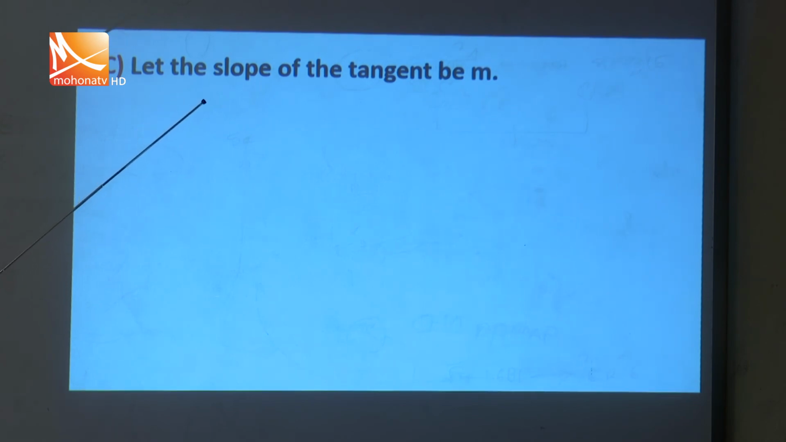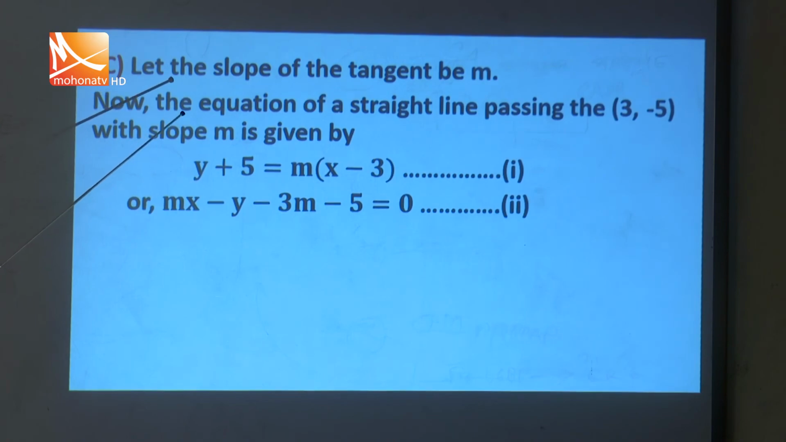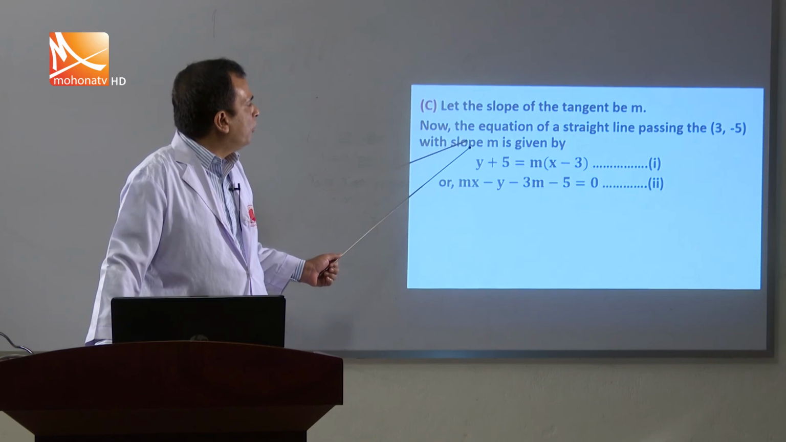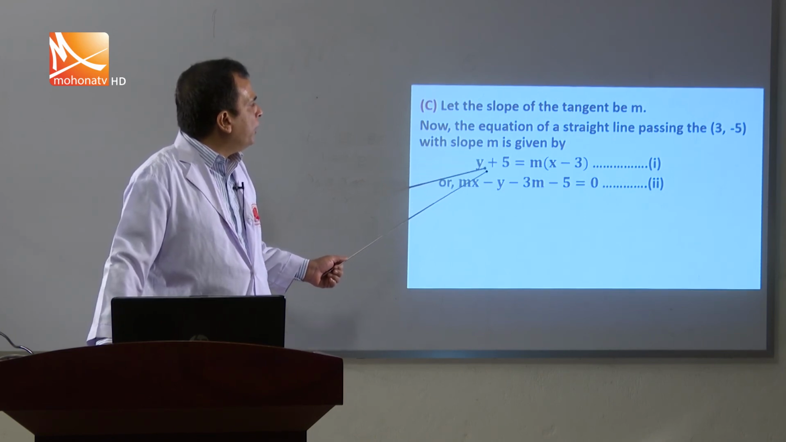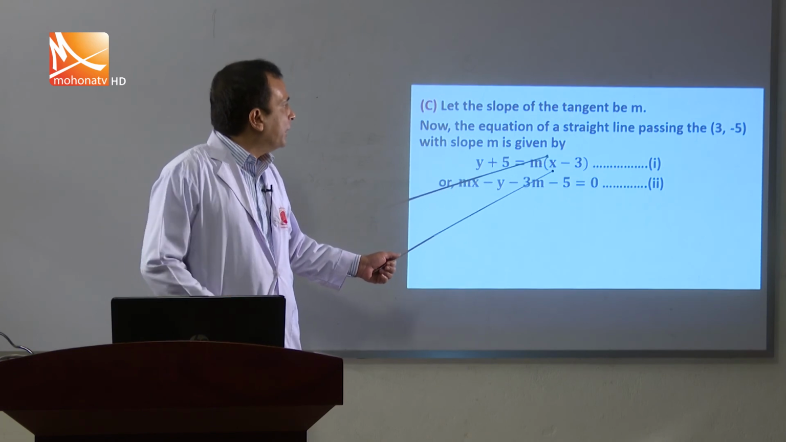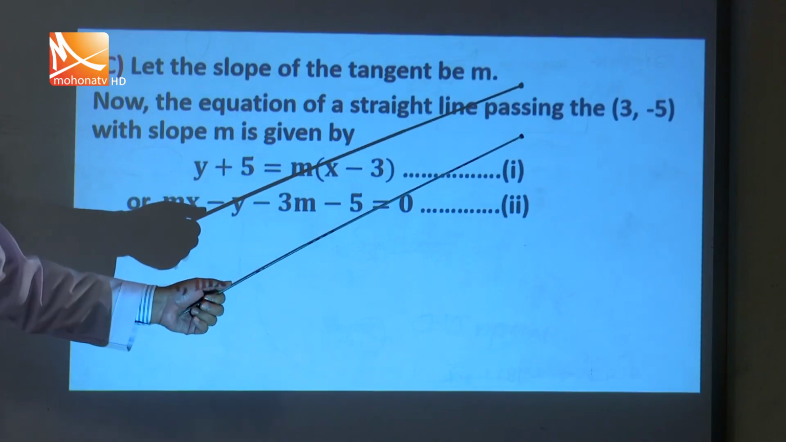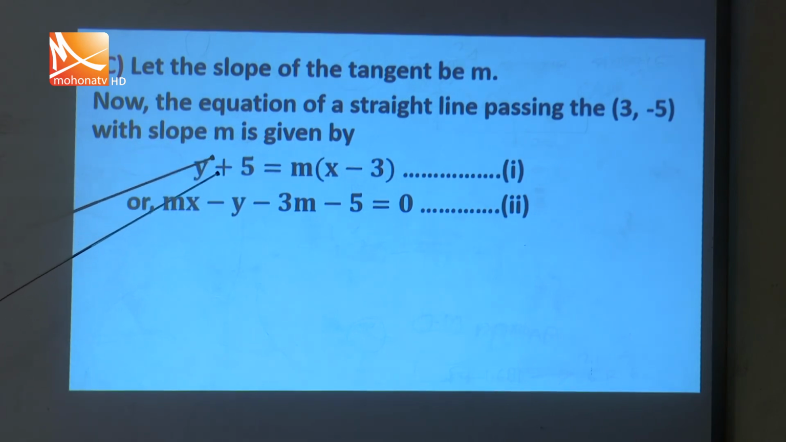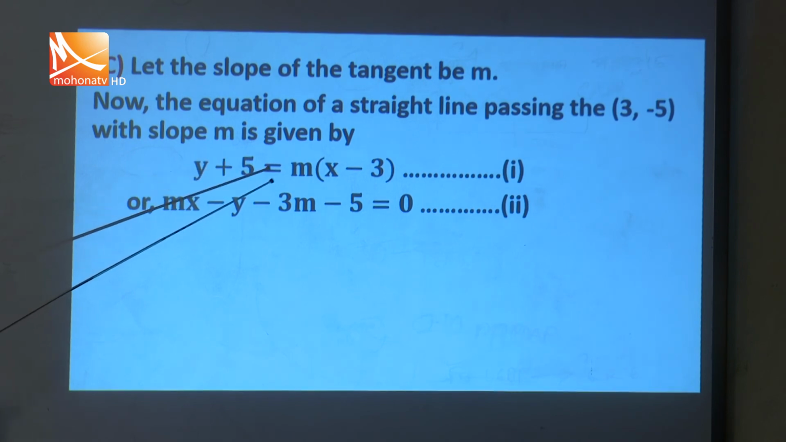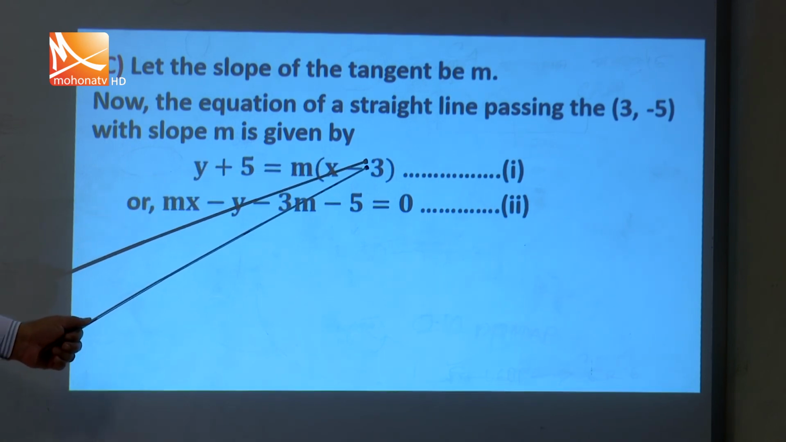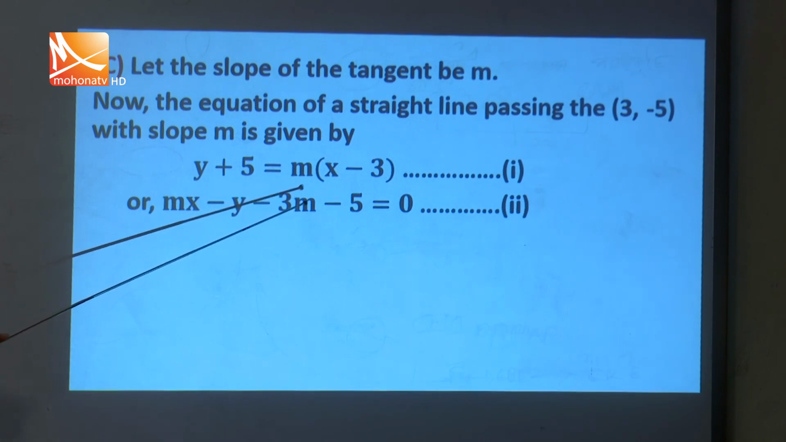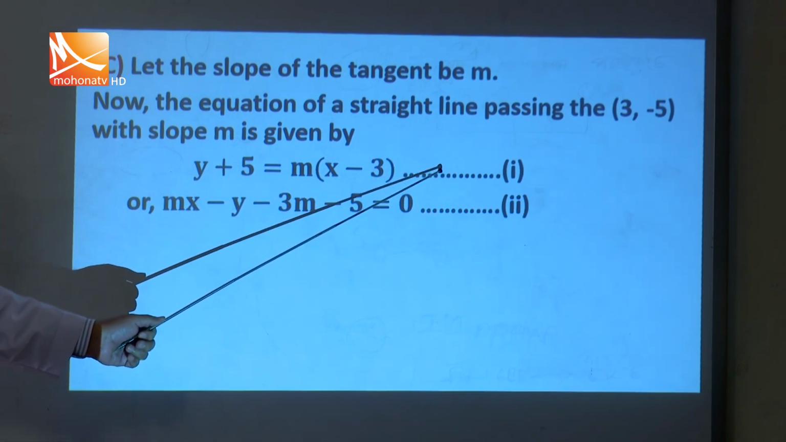Let the slope of the tangent be m. Since the equation of a straight line passing through the point 3 comma minus 5 with the slope m is given by y minus y1 equals m into x minus x1. Here y1 is minus 5 and x1 is 3. So y minus y1, that is y plus 5, equals m into x minus x1, x1 is 3. So we can rewrite this equation in the form mx minus y minus 3m minus 5 equals 0. This is equation number 2 and this is equation number 1.